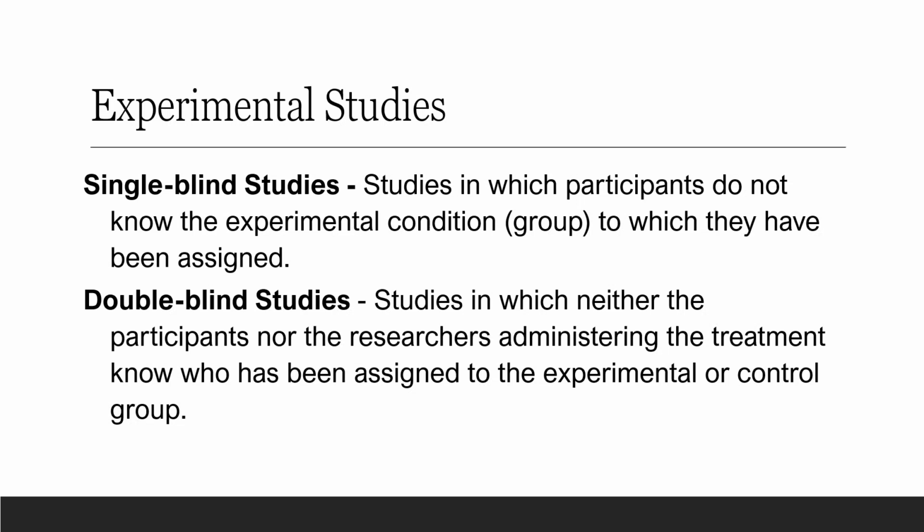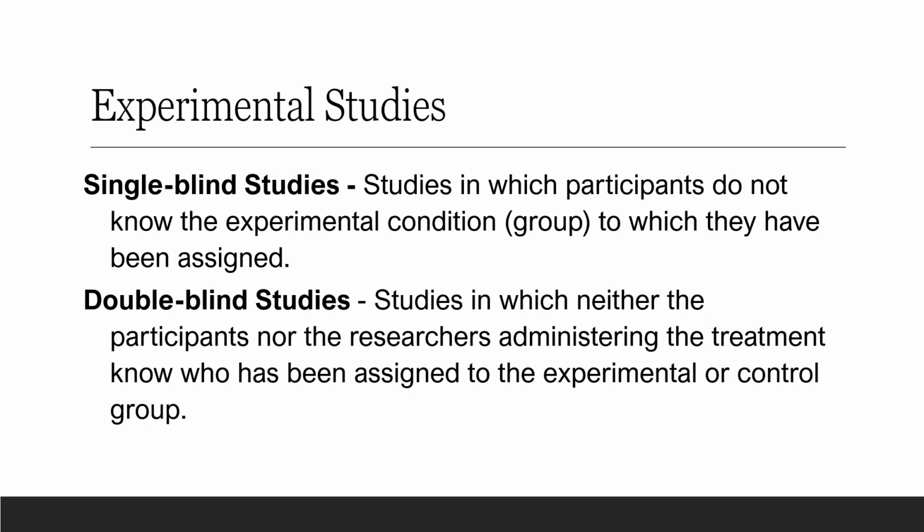You're going to go to group 2. They don't have an idea what group 1 and group 2 means. Another way to ensure the objectivity of our study is to conduct a double-blind study. When we say double-blind study, these are studies in which neither the participant nor the researchers administering the treatment know who has been assigned to the experimental or control group.